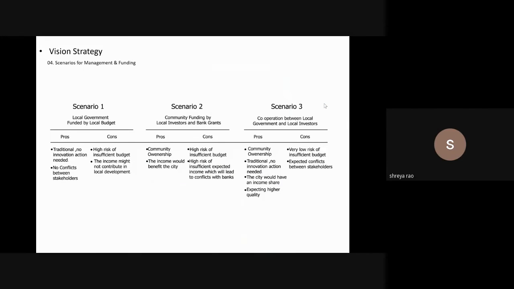This vision can be funded through three types of funding. The first can be with the local government, with the local budget. The second scenario is where local investors and the banks come into play. The third scenario is a combination of the local government and the local investors. Each has pros and cons in its own way. I think the best would be scenario 3, where we can have community ownership, and the city would also get an income share. The next slide.